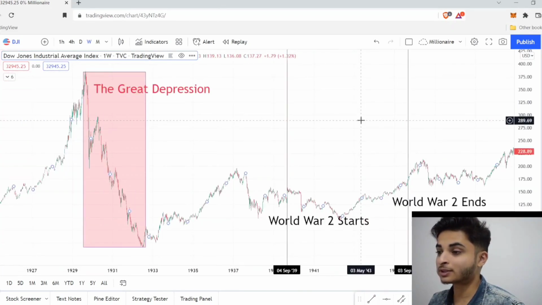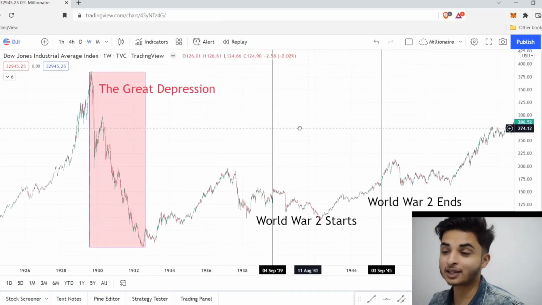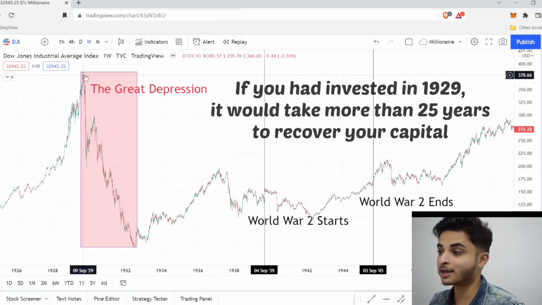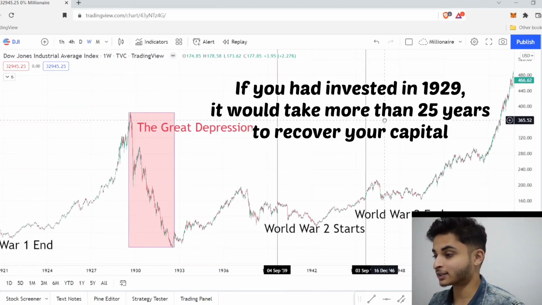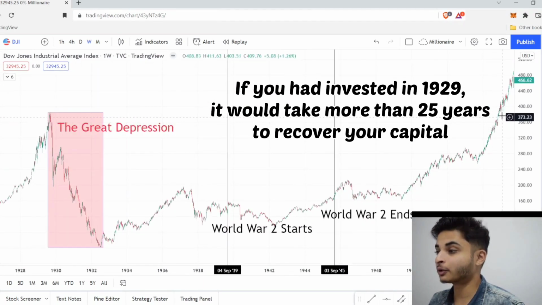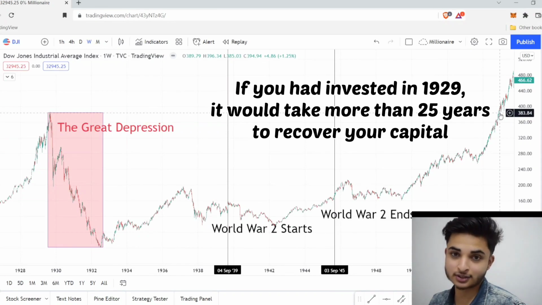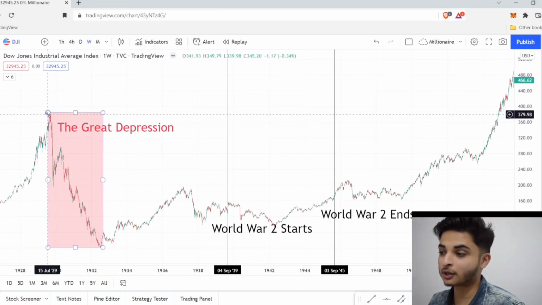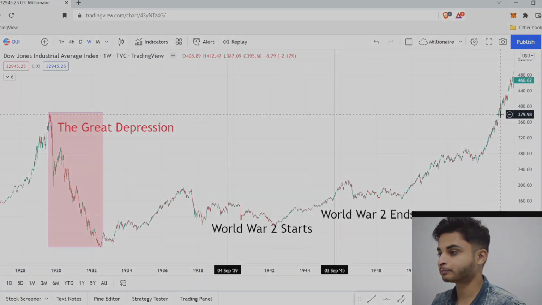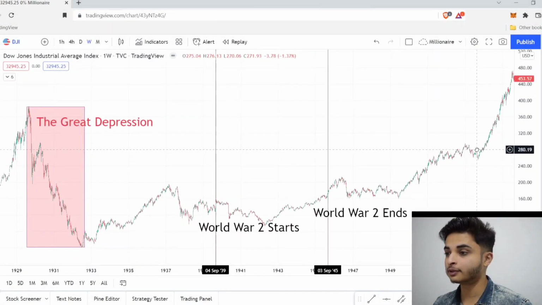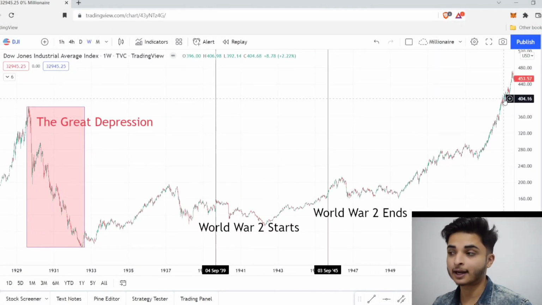The bad thing about the Depression is, if you were an investor in this Depression and if you had invested in 1929 at the peaks, it would take more than 20 years for you to recover your money back. More than 25 years. So if someone had invested here, it would take him more than 25 years just to get his entire amount back. In 1955, we would break the all-time high and this would start again the bull run.